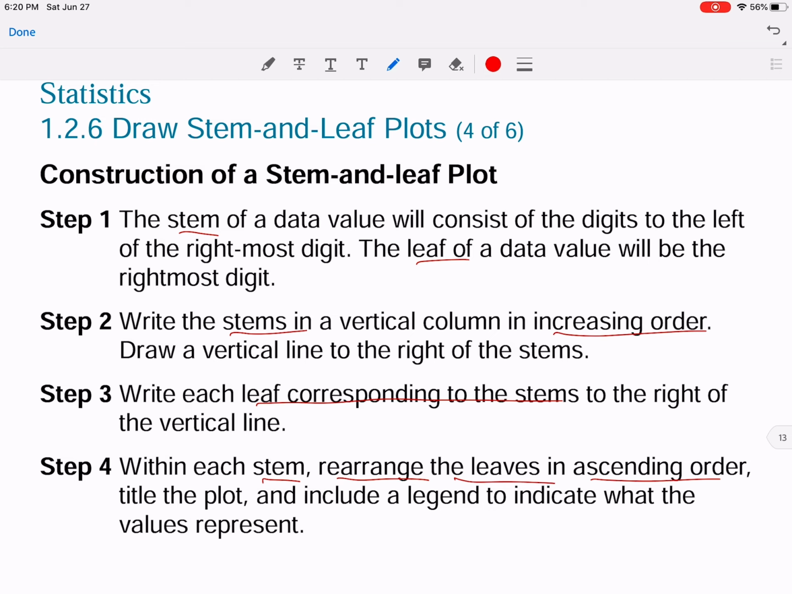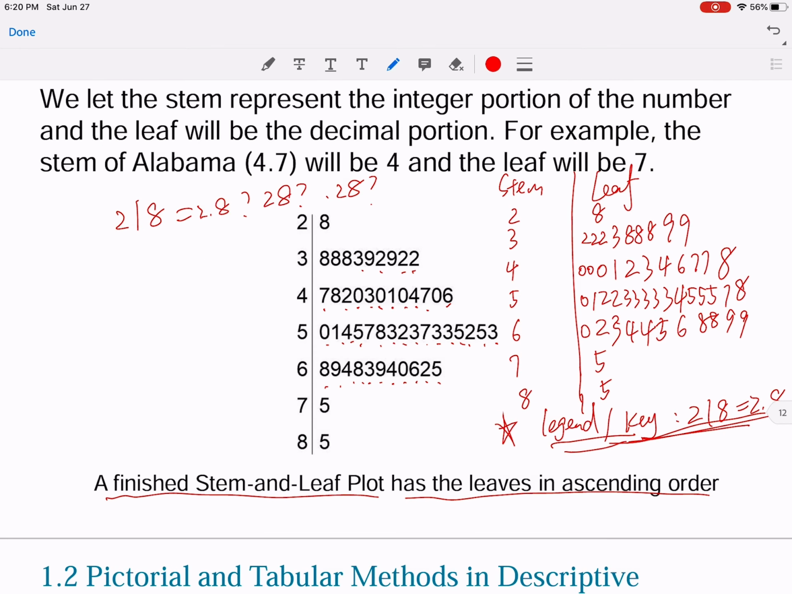Title the plot and include the legend. Of course, it could be a legend or it's also called the key to indicate what the values represent. So that's pretty much what we got here. So write down the stem, leaf, and write all the stems in increasing order, and find out the leaves corresponding to each stem, and then rearrange the leaves in ascending order. And at the end, don't forget, write down the legend or the key here to tell people what the values in the plot represent.